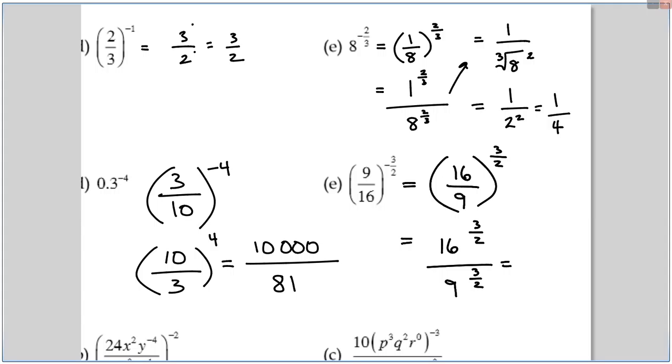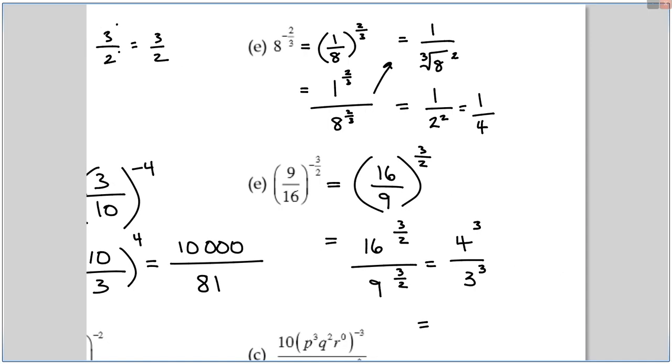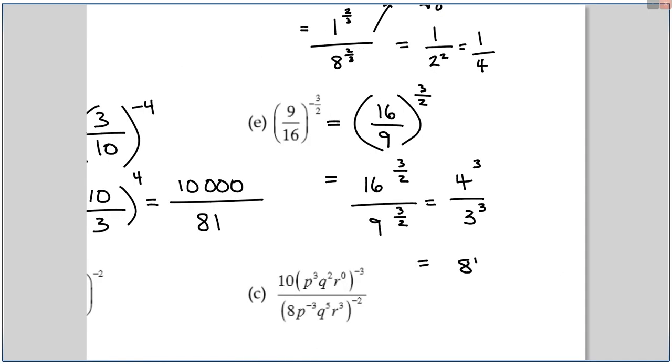So is it a cube root or a square root? Okay, square root of 16 is? Square root of 9 is? Okay, now we just have to cube these things. Now 81 and 27, not 81. Are you crazy? 4 cubed is 64. Now I think those just stay where they are.